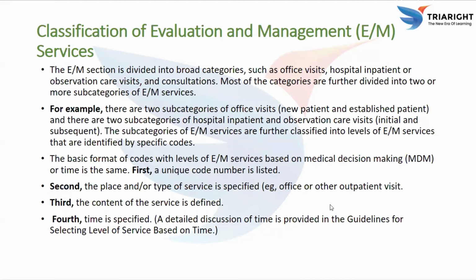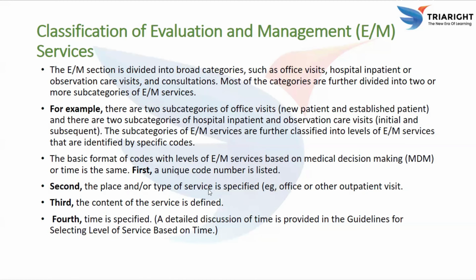So what are the subcategories within each category? Most E&M categories are divided further. For example, office visits are divided into new patient and established patient, and hospital inpatient or observation care into initial care and subsequent care. So an example like the first time seeing a patient in clinic comes under new patient, and a daily hospital progress note is subsequent inpatient care.